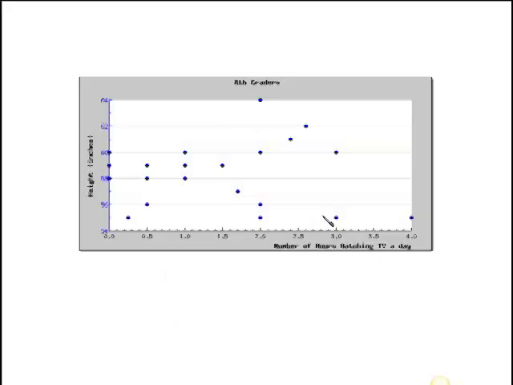So an example of that one would be maybe the number of hours you spend watching TV a day and your height, okay? Those two things aren't related. Your height is not determined by how many hours you spend watching TV, okay? So there's really no rhyme or reason to these points here, all right?